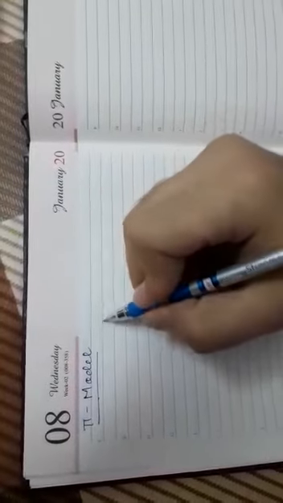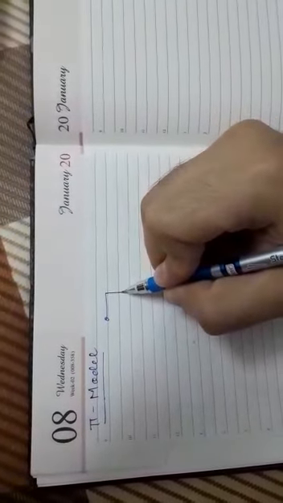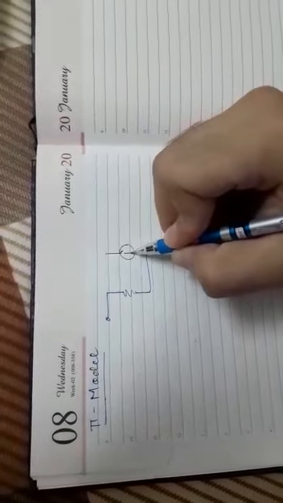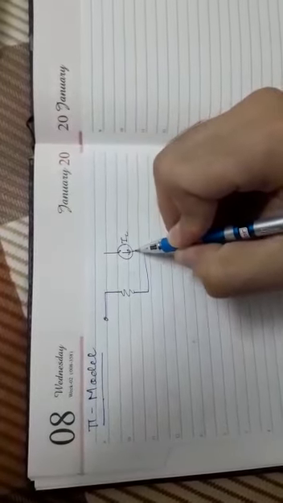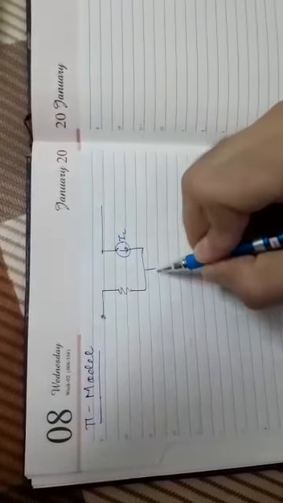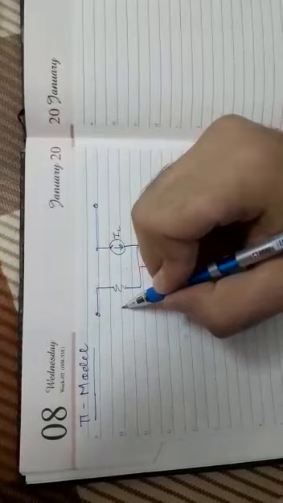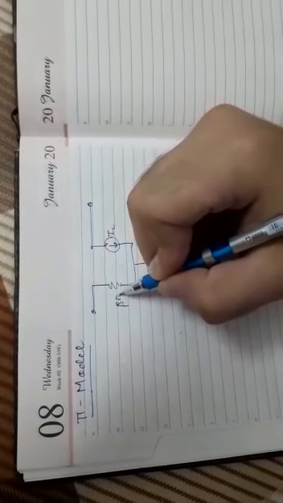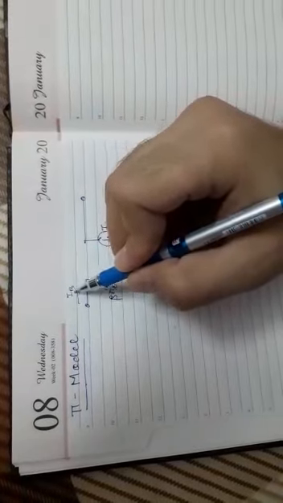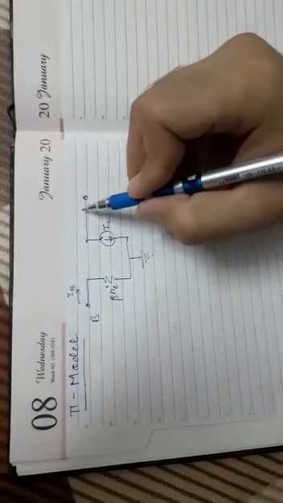So here is the pi model. The pi model is drawn like this, kind of a resistor. Here is the current source and earth. This resistor is called the beta Re dash. Here the current flowing is called the base current.